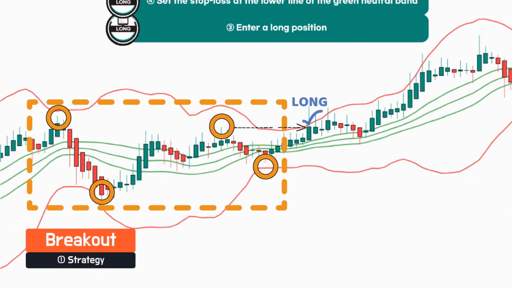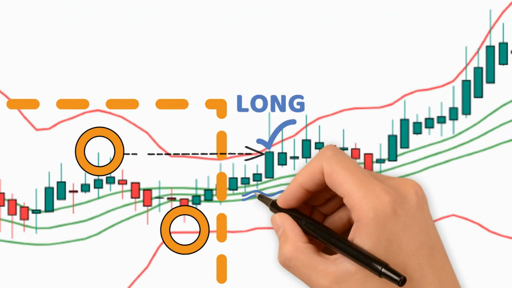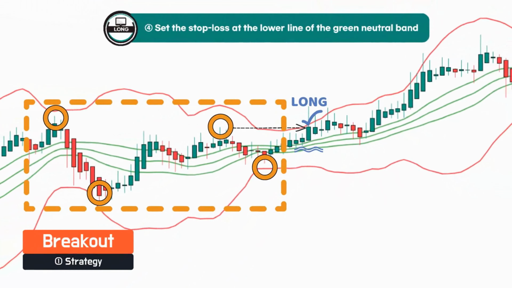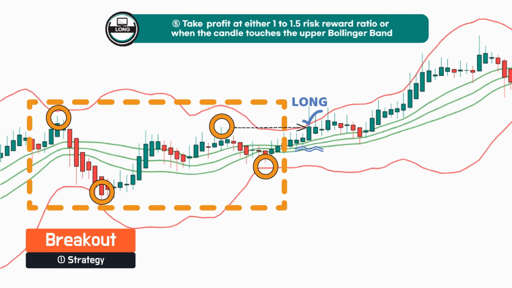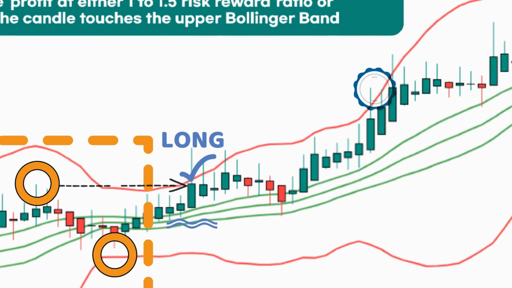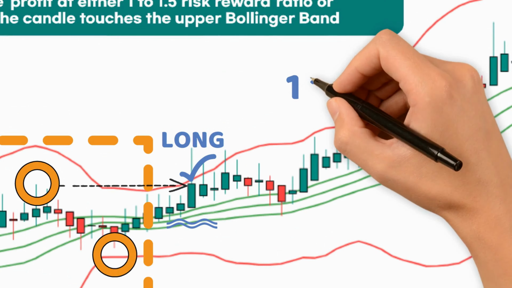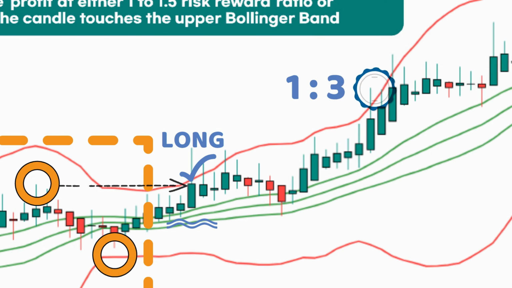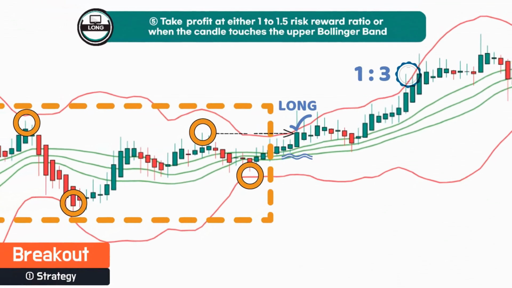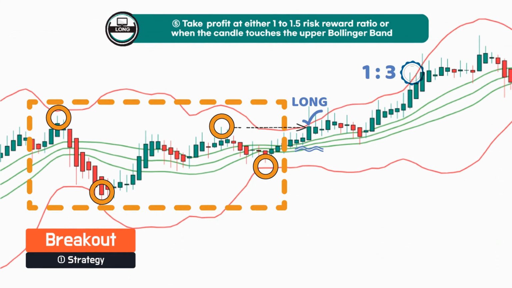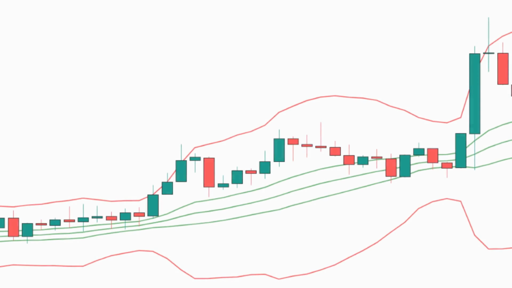Set the stop-loss line at the lower line of the green neutral band and take profit at either a 1 to 1.5 risk-reward ratio or when the candle touches the upper Bollinger Band. In this example, you can see the profit being taken at the 1 to 3 risk-reward ratio where the Bollinger Band's upper band is touched. Let's take a look at another long position example.